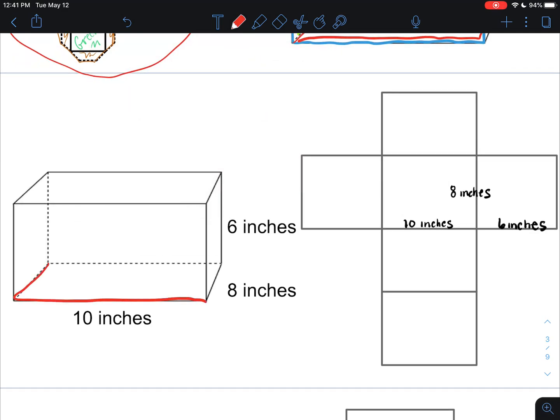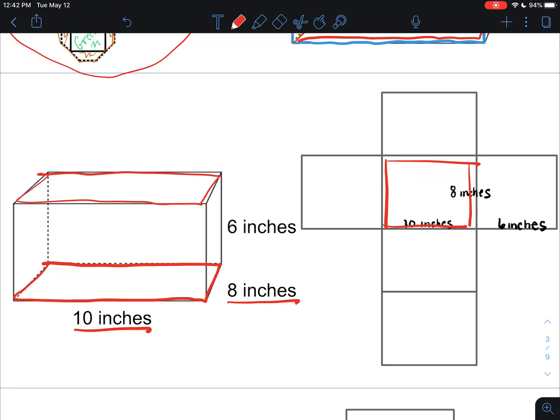So we're going to talk about the bottom first. So if I trace the bottom, which was red, it's right here. Notice the length of the bottom is 10 and the width of the bottom is 8. So that's going to be this rectangle right here. So that is going to be the bottom, but I also know that the bottom is exactly the same as the top. So this is the top right here. I know that this is 10 inches by 8 inches as well because they must be identical.